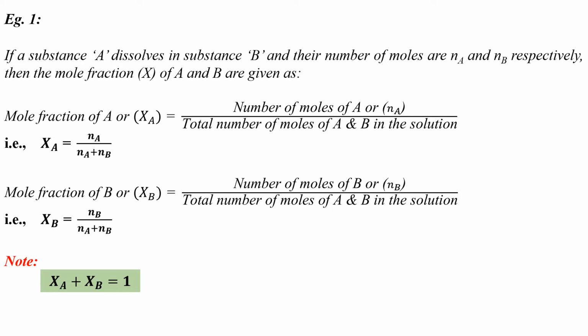Similarly, we can write the expression to calculate mole fraction of B. XB is equal to number of moles of B, or Nb, divided by total number of moles of A and B in the solution. You can express it very simply as XB is equal to Nb divided by Na plus Nb. And please note that the answers which you get for XA and XB, if you add them, you should get an answer equal to 1. So XA plus XB should be equal to 1. Only then your calculation is correct.